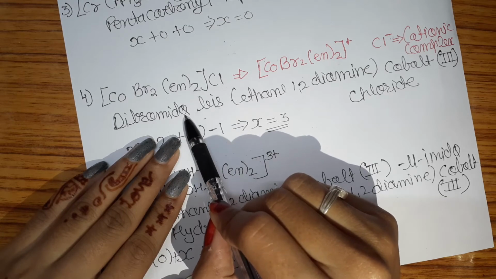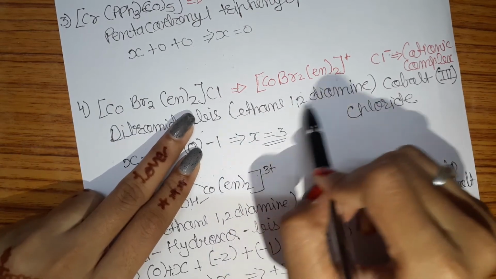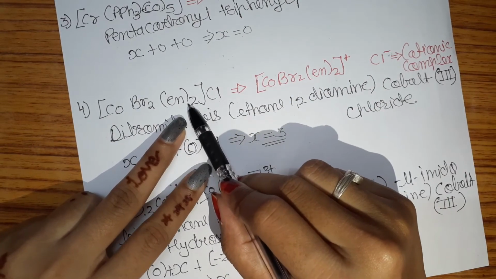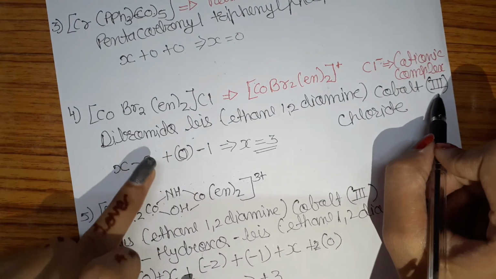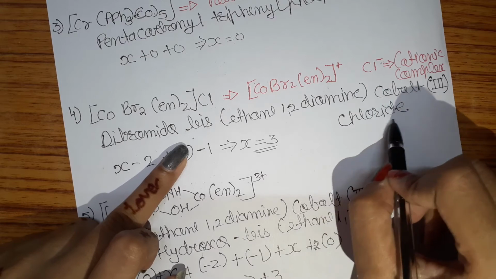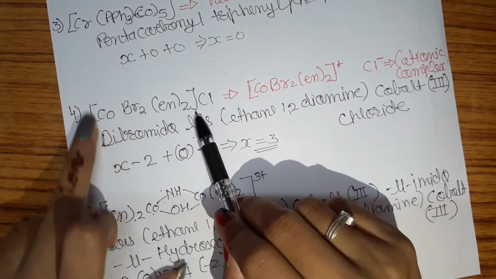That's why we are writing bromido, the o is added here. So dibromido, bis means 2. Bis ethane-1,2-diamine, which is the full form of en. Then cobalt, whose oxidation state is 3, we will calculate it here. And then we have written chloride, it is last because it is present at the end of the complex.